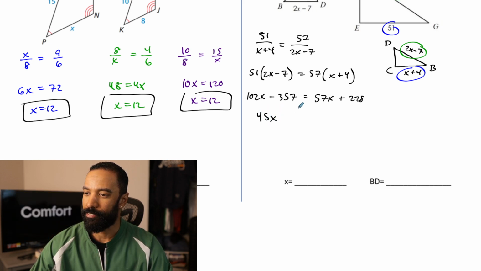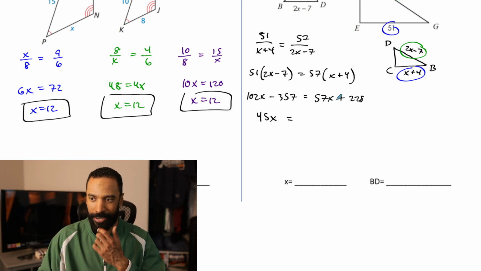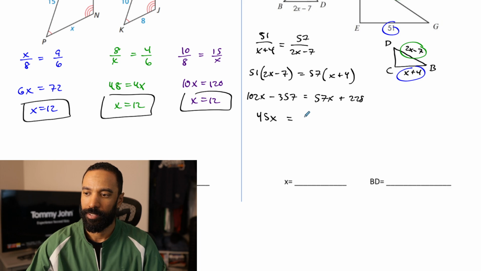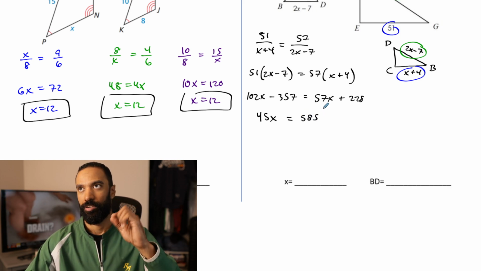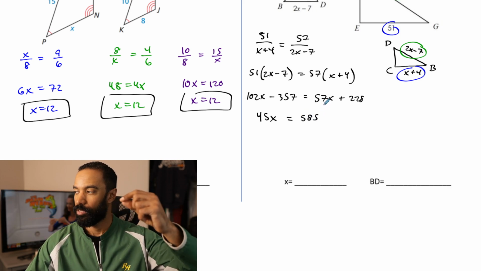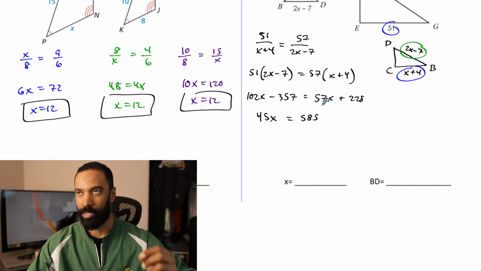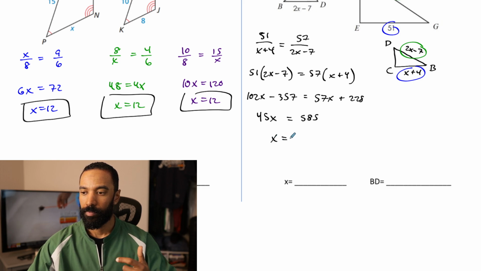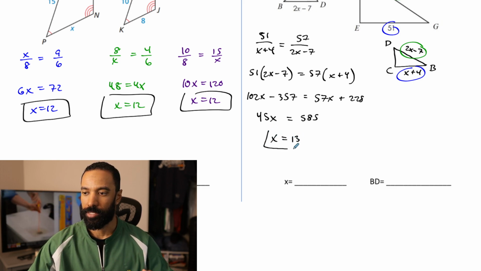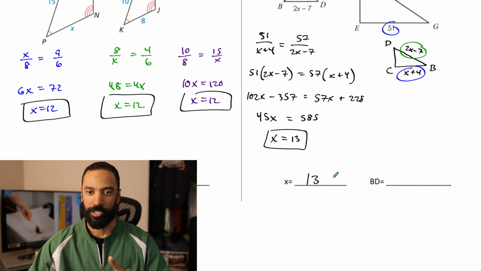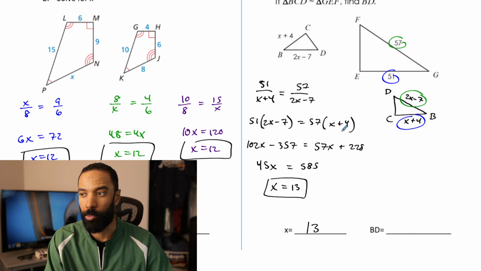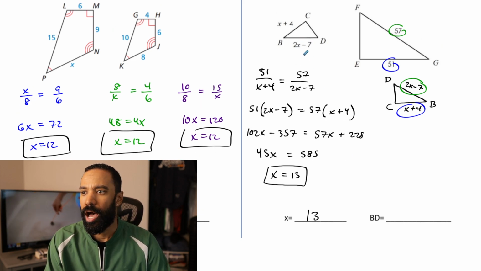45x, I'm subtracting 57x from both sides. So 45x equals... I'm not good at addition anymore. I used to be really good. 585. Okay, so that is 13. I think that's 13. Now, that's not the final answer. That's x. We have to find the length of BD. I hope that's right. We'll kind of double check this.